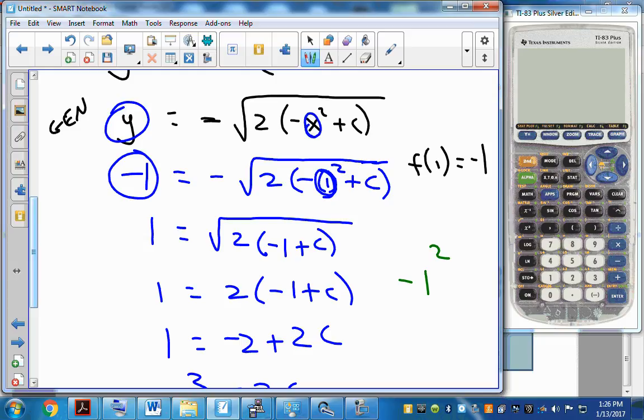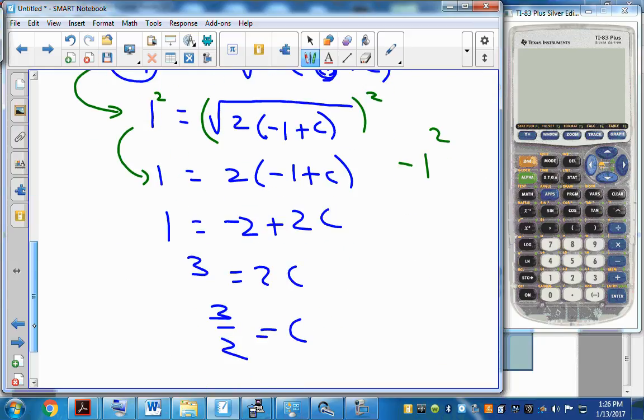So when you put the x's 1 in there, that becomes -1 because we're squaring the 1, right? And then the rest of it's pretty straightforward, right? By the way, from here to here, I just multiply through by -1 to make them positive. And then from here to here, I squared both sides. Yes? Okay, so C works out to 3/2.